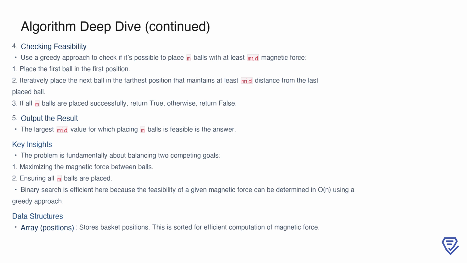The core insight is that binary search allows us to efficiently narrow down the range of possible forces, while the greedy approach ensures that we can quickly check feasibility within each binary search iteration.